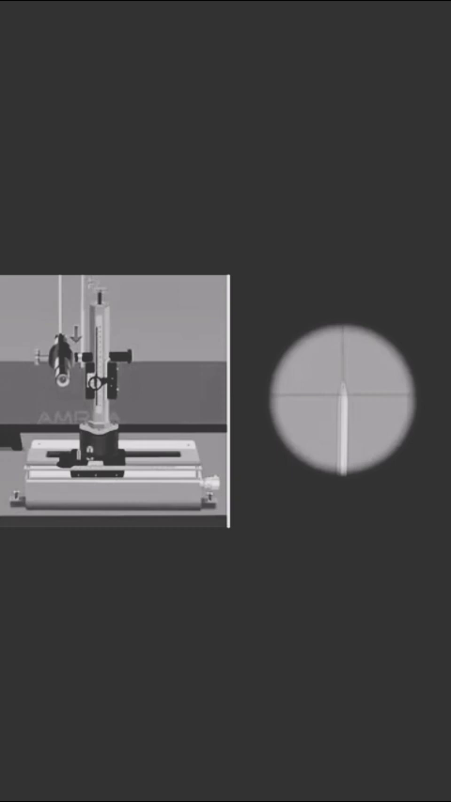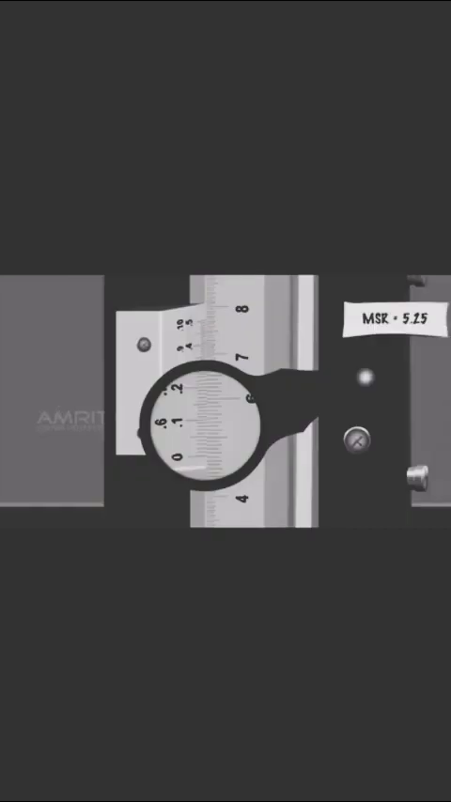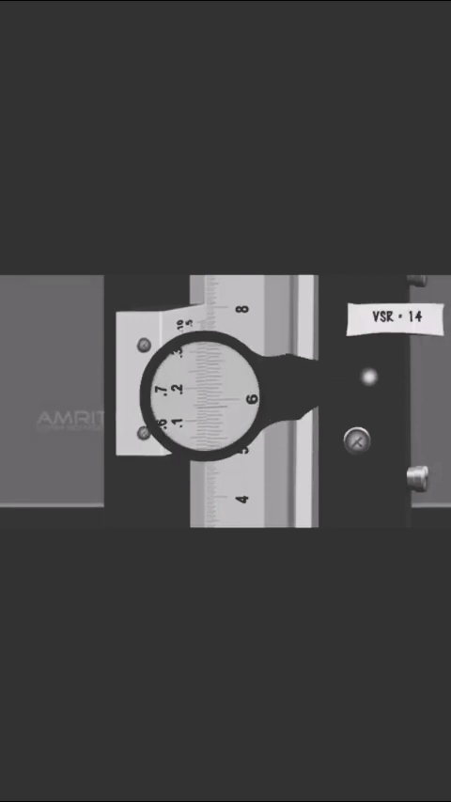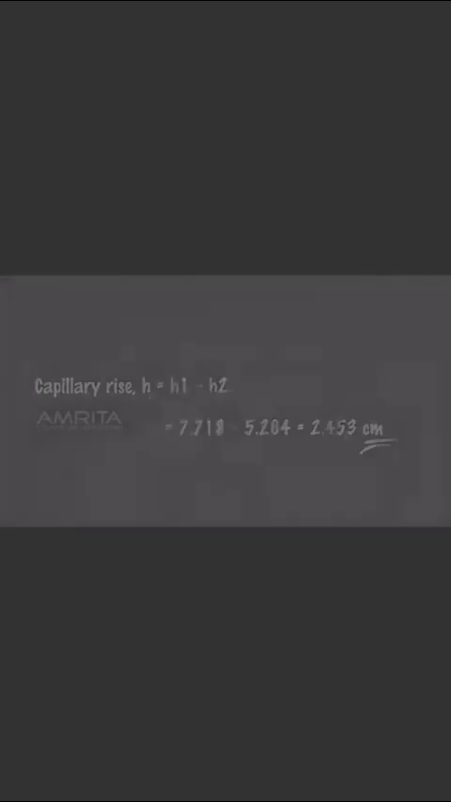Rotate the fine adjustment screw on the top of the microscope in anti-clockwise direction so that the horizontal cross wire just touches the tip of the pointer. Note down the main scale reading and vernier scale reading. Calculate H2 using main scale reading and vernier scale reading. Calculate the capillary rise H using H1 and H2.